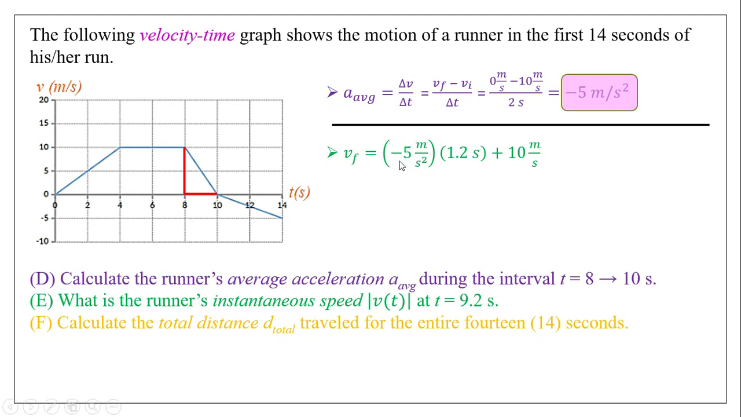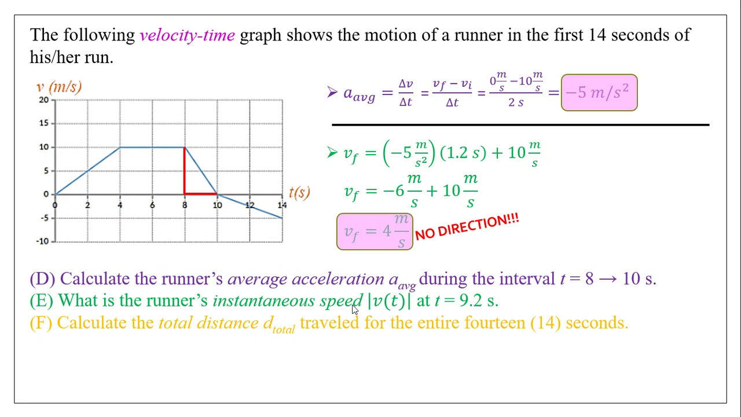If you plug this into your calculator, -5 times 1.2 is -6. -6 plus 10 is +4 meters per second, and that is our answer. Once again, I caught myself earlier: it says instantaneous speed, aka the absolute value, so it is a scalar and I don't need any direction. Notice I put no direction. So the answer is simply 4 meters per second.